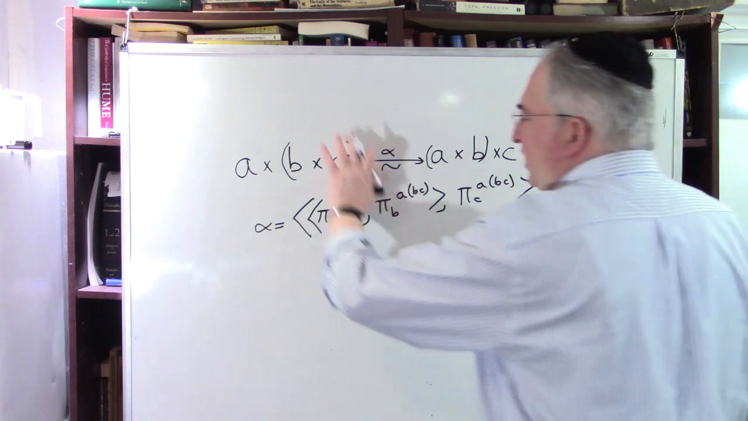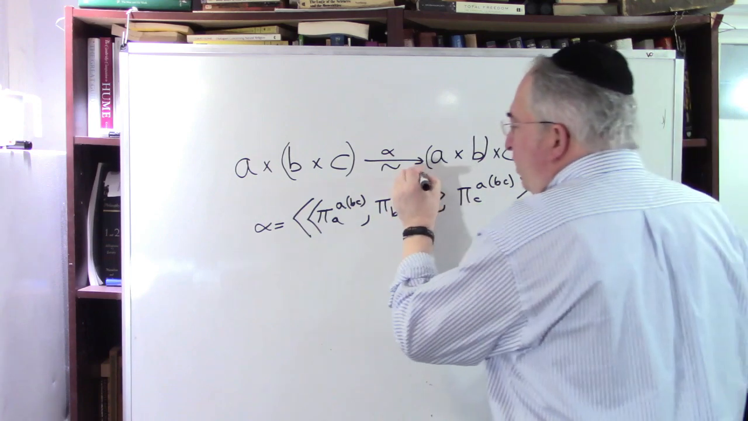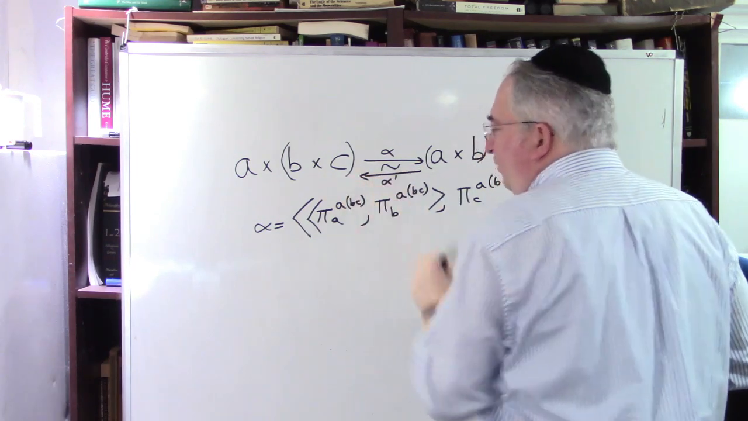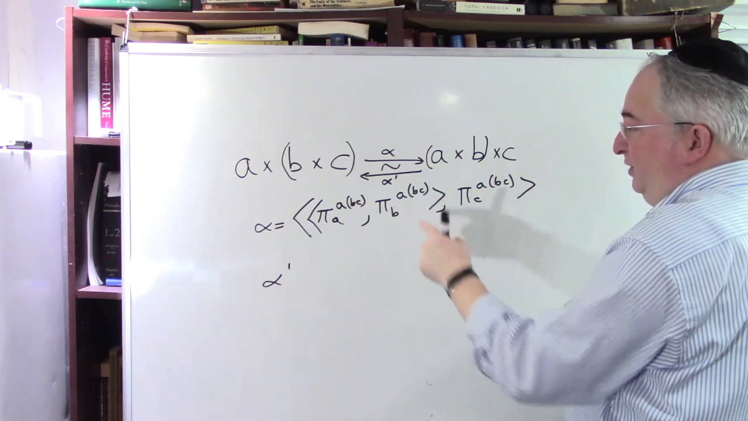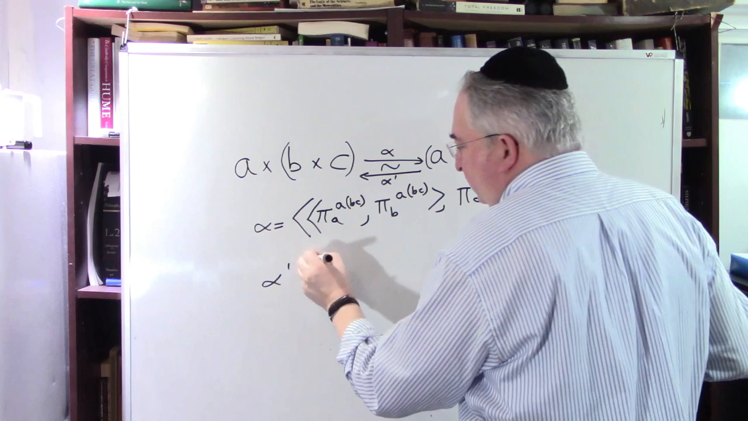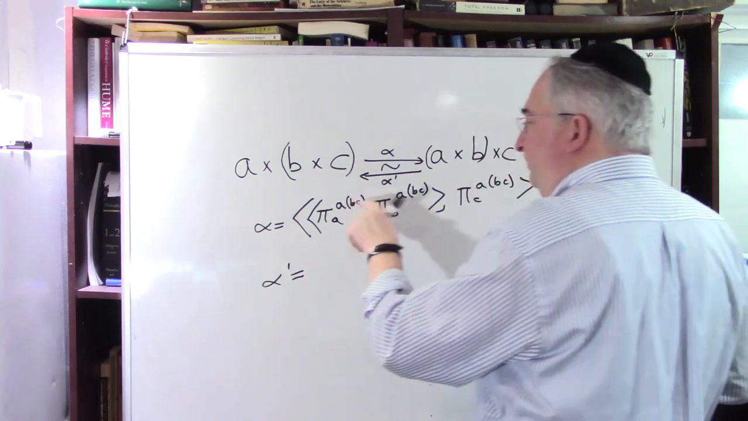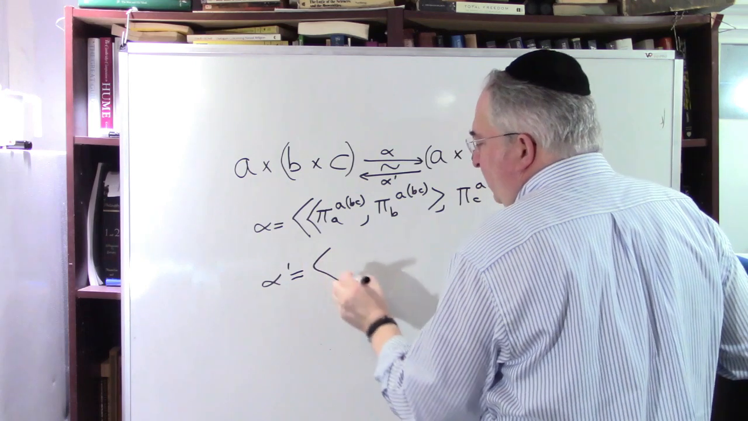So basically, this takes a guy over here and it outputs a guy over here. Let's just do the other map, which I call alpha prime. And so alpha prime goes the other way, and it's exactly the way you think it is. You just have to invert the source and targets.